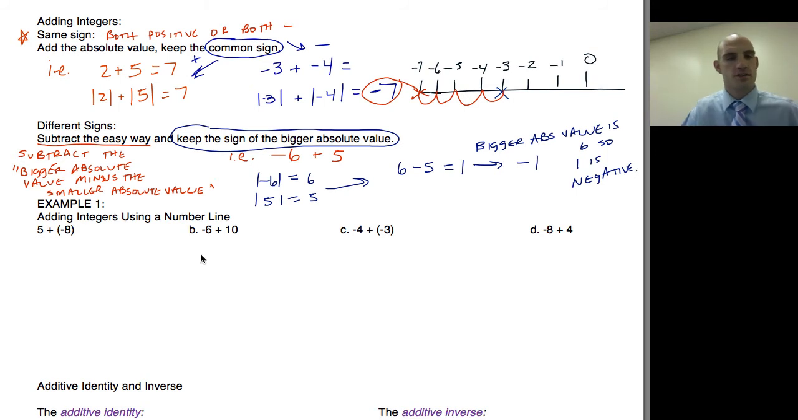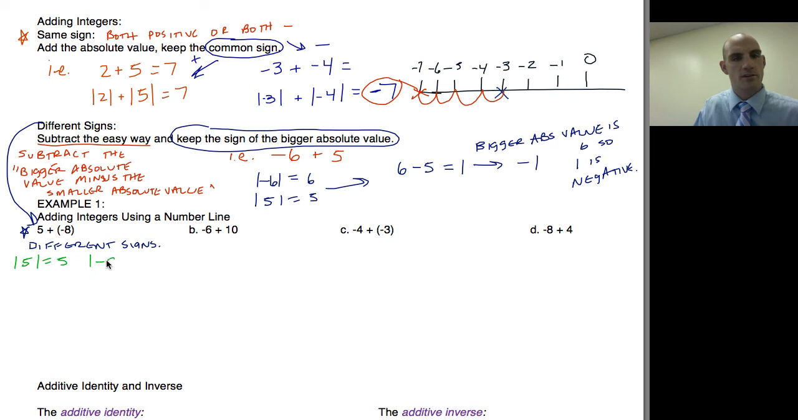Alrighty, let's look at this first example because this is exactly what we're talking about. All right, this says adding integers using a number line, but we're going to use the number line to check. So I've got 5 plus -8. So different signs. So when I look up here, I'm going to use this strategy. I have 5 plus -8. So absolute value of 5 equals 5. Absolute value of -8 equals 8. So I'm going to subtract the easy way. So I'm going to say 8 minus 5 equals 3.